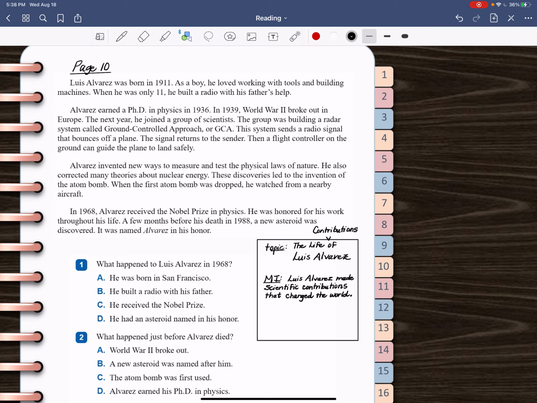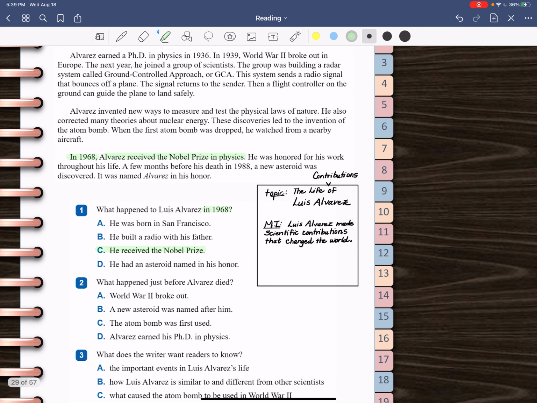Number 1, what happened to Luis Alvarez in 1968? So I'm going to look for that clue. In 1968, Alvarez received the Nobel Prize in Physics. So the answer is C.